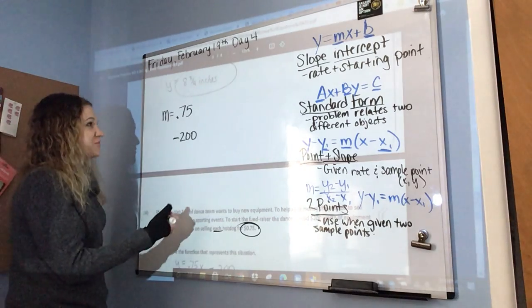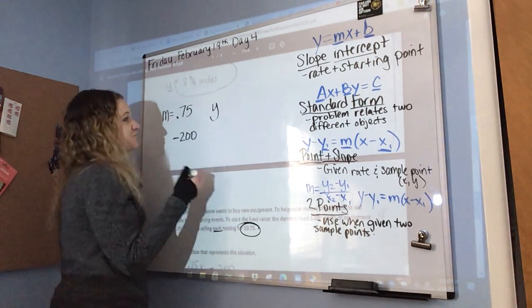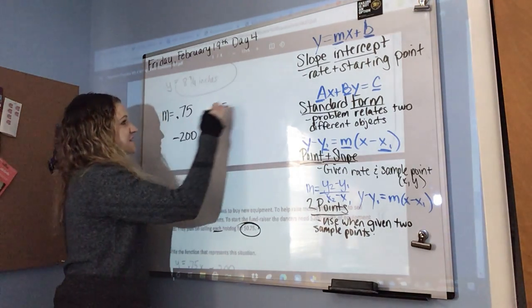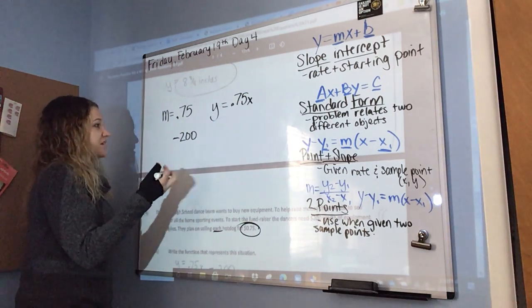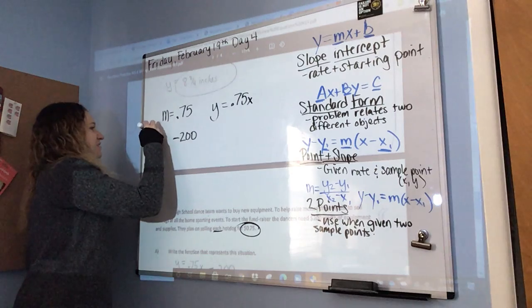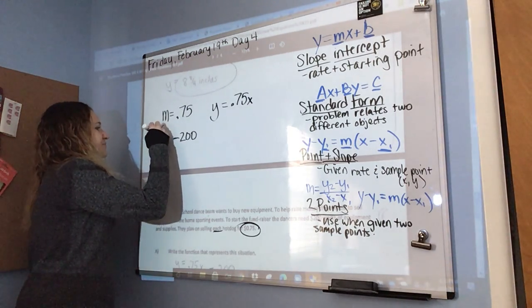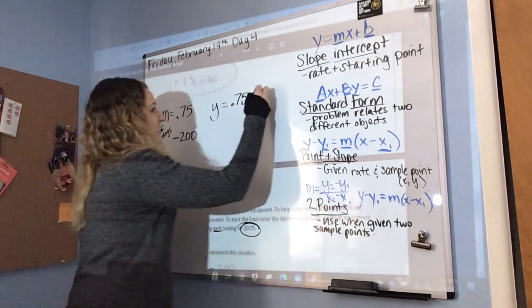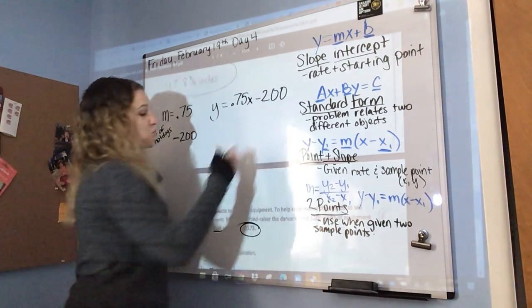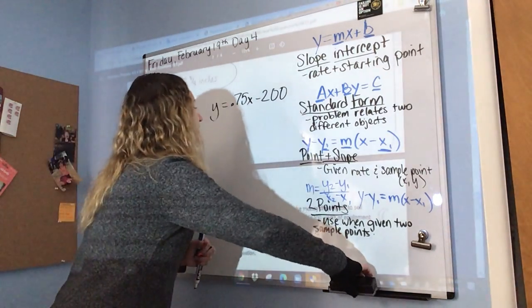So they told you your rate was 75 cents, so your total is gonna be 75 cents times the number of hot dogs you sell, obviously. So my X is gonna represent number of hot dogs. Now we're already starting out in the negatives with the $200 worth of equipment. So that's gonna be right at the end.